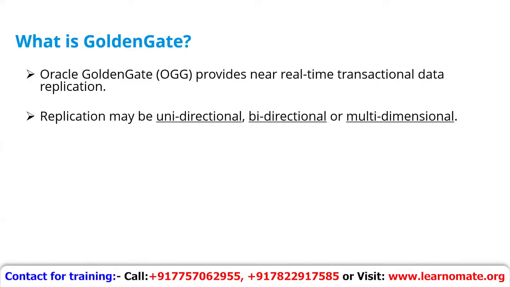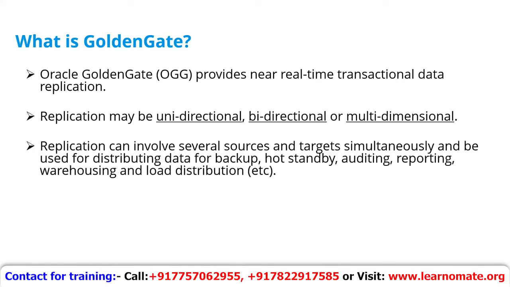Replication can be unidirectional, bidirectional, or multidirectional. That means GoldenGate supports one-way replication or bidirectional replication, where both the sites can be live, or multidirectional, where multiple sites can be involved in Oracle GoldenGate replication. Replication can involve several sources and targets simultaneously and can be used for distributing data for backup, hot standby, auditing, reporting, warehousing, and load distribution as well.